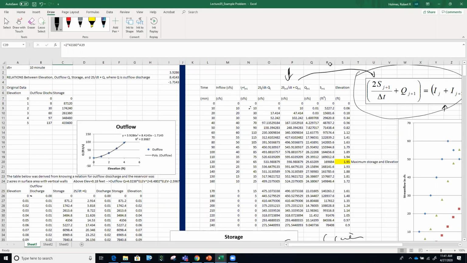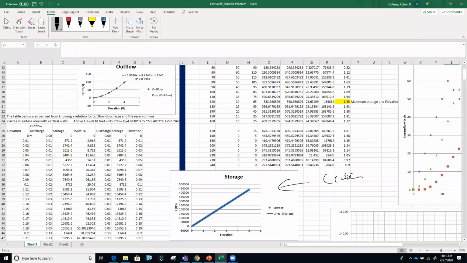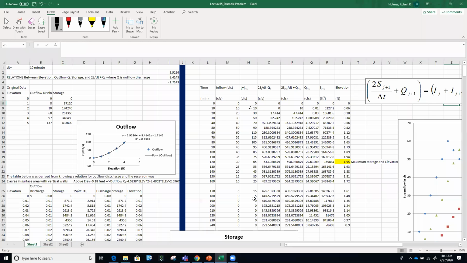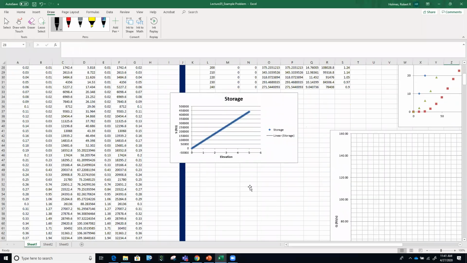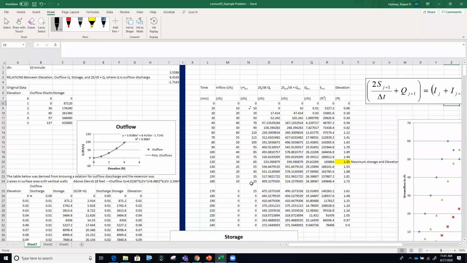Okay. Now, with that said, if I give you a weir, because I covered that in lecture 19, you're responsible for understanding how to come up with a rating curve or an outflow elevation curve for a weir.